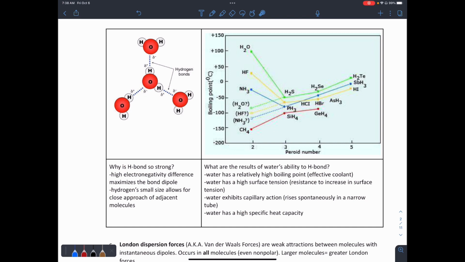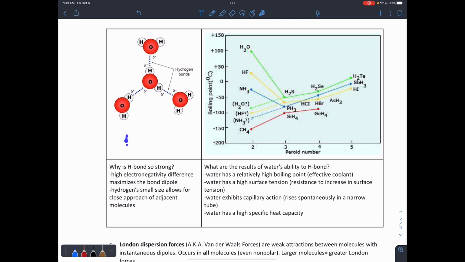It's not just a dipole-dipole attraction, and here's why. Because the highly electronegative difference between hydrogen and one of those really electronegative elements, F or O or N, maximizes that dipole. It makes this a very polar molecule, not a minimally polar molecule. Also, hydrogen's small size allows for it to get really close with the fluorine, oxygen, or nitrogen. The two can get very close, and that helps them form a particularly strong polarity as well.